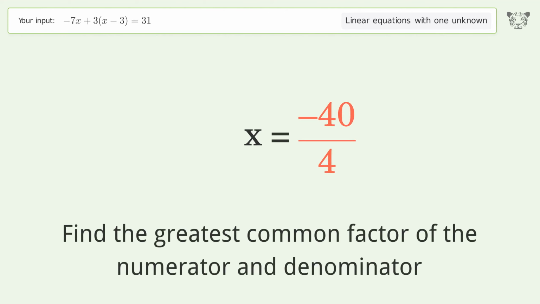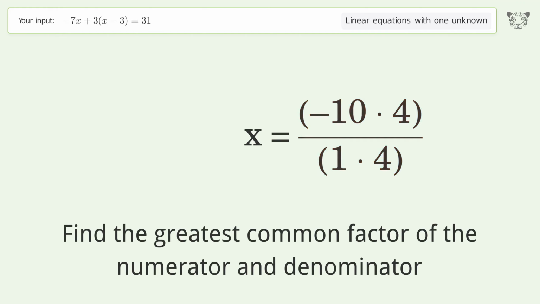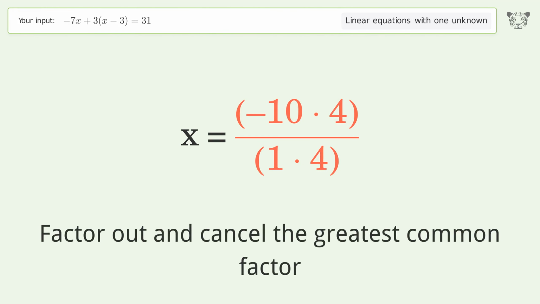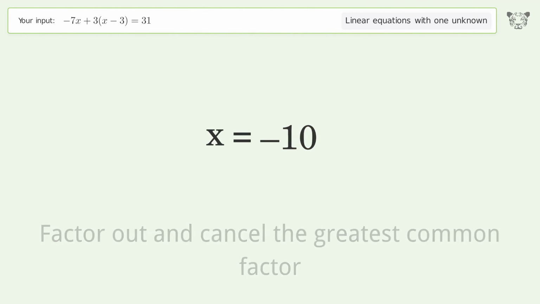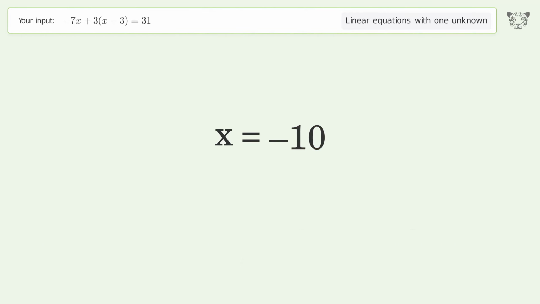Find the greatest common factor of the numerator and denominator. Factor out and cancel the greatest common factor. And so the final result is x equals -10.